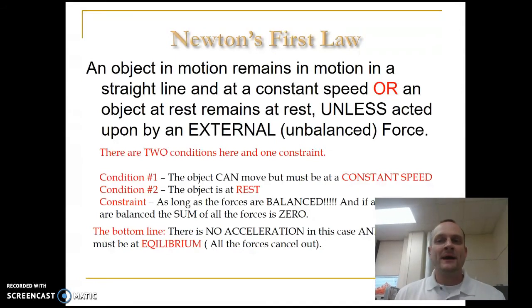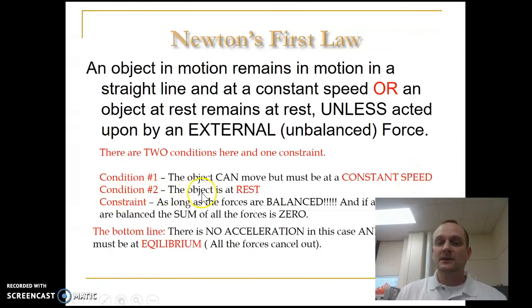An object in motion remains in motion in a straight line and at a constant speed, or an object at rest remains at rest, unless acted upon by an external unbalanced force. So there's two conditions here and one constraint. The first condition where this law applies is that the object can move, but it must be moving at a constant speed. If the object's moving at a constant speed, Newton's first law applies.